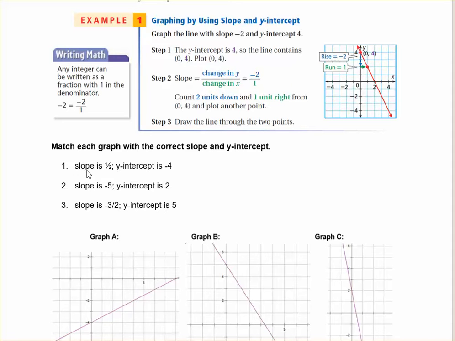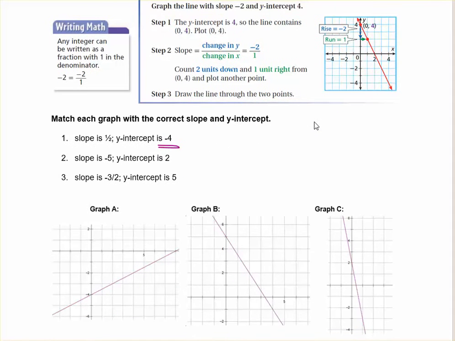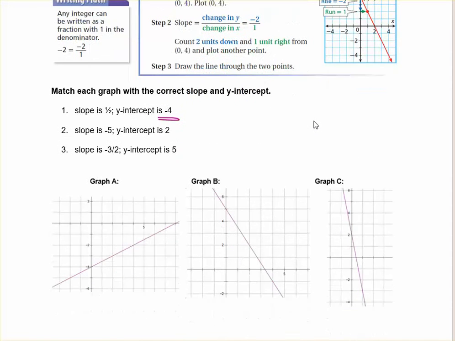So the first thing that you will do when you're given a slope and a y-intercept is find the y-intercept. So the y-intercept in number 1 is -4. So if you were asked to graph this line, the first thing you would do is plot the point -4 on the y-axis. So it looks like this one right here has a point at -4. So let's see if the second part of this, the slope, will match graph A.